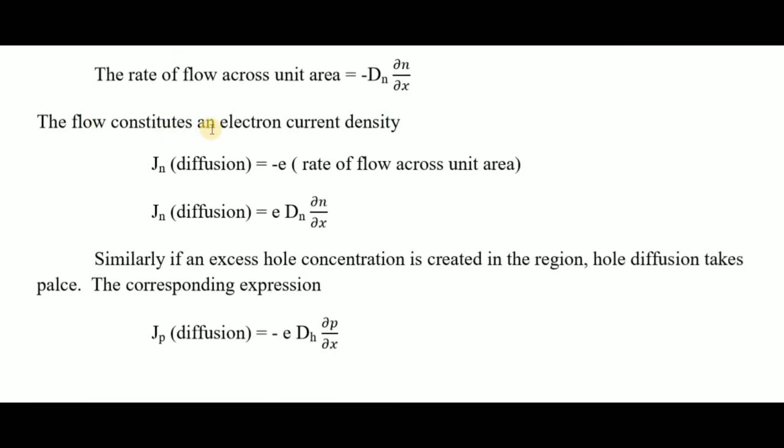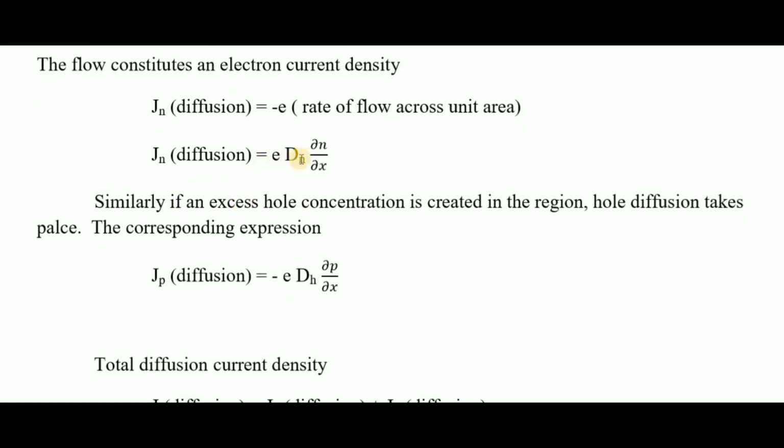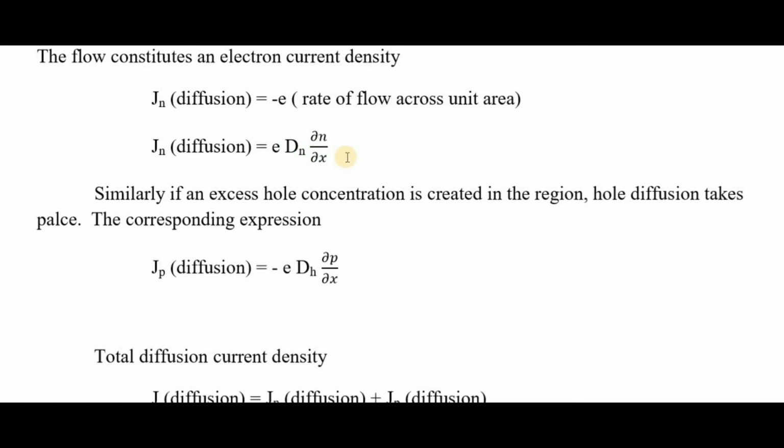The flow constitutes an electron current density. It develops electron current density Jn due to diffusion, equal to minus e into the rate of flow across unit area. Rate of flow across unit area means this expression. Now substitute this expression in this equation. Then Jn diffusion is equal to small e into minus Dn into dou n by dou x. Minus minus gets cancelled. Then Jn, the negative charge diffusion, is e into Dn into dou n by dou x.